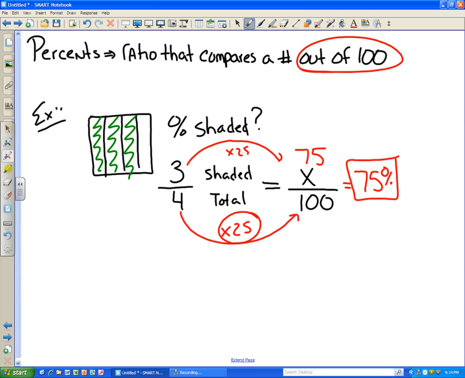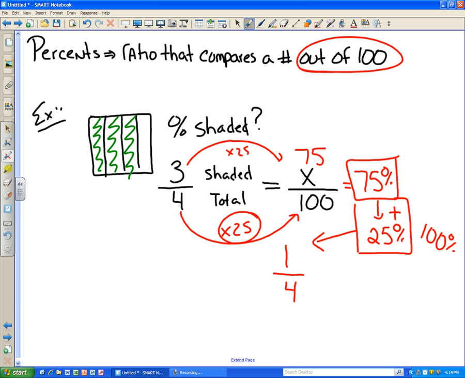So what percent is not shaded? That tells us that 25% is not shaded. 75% plus 25% make the 100%. So what if I want to also prove it? What percent is not shaded? There's 1 out of 4 parts that are not shaded, which represents the 25%.